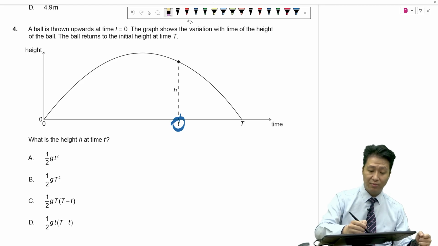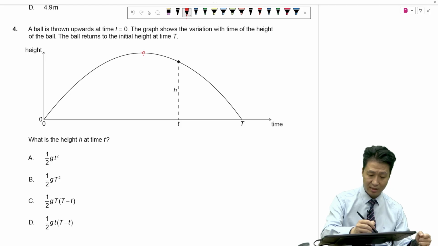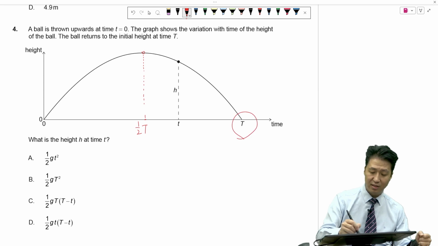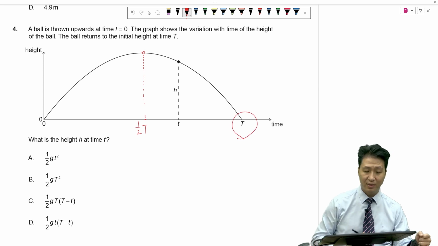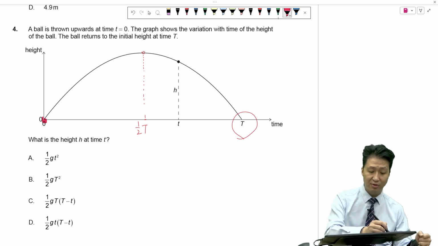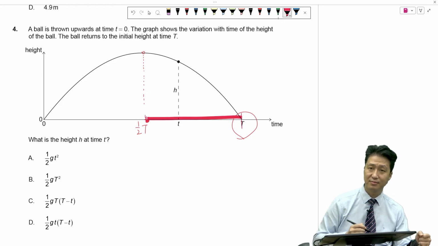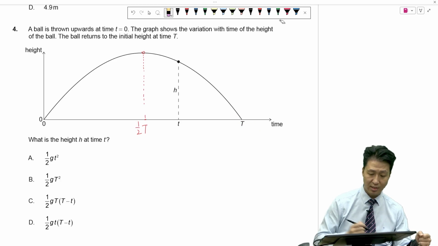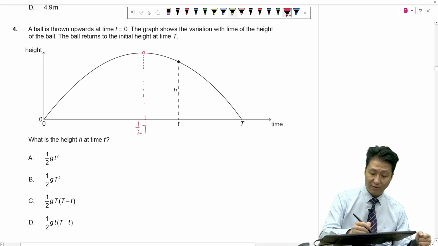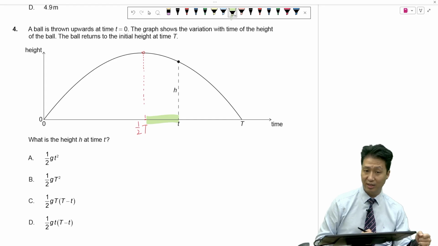Let's label some of the important points of this graph. It's a parabola, so at the maximum height, the time would have been 1/2 this uppercase T. It takes the same amount of time to go from 0 to the maximum as it does to get from the maximum all the way back down. Next, we want to know exactly how much time it takes to go from uppercase T to lowercase t, or from the maximum to here.